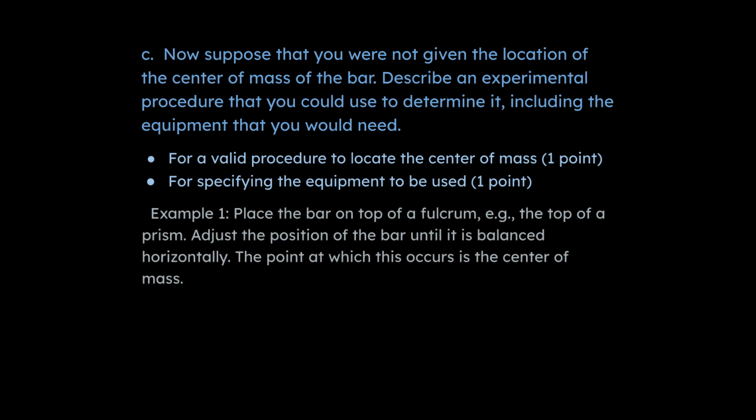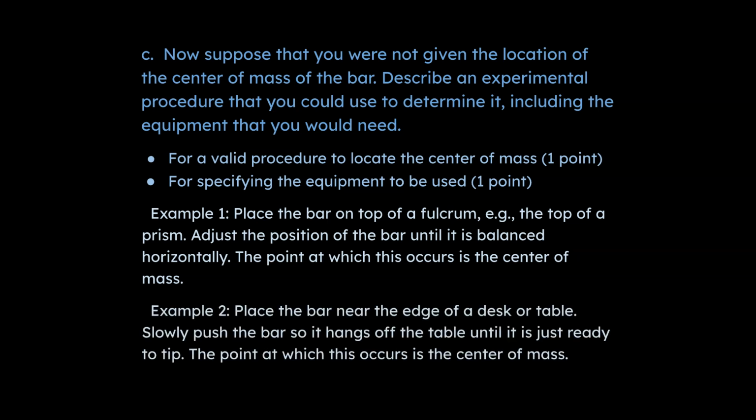So an example would be to place the bar on top of a fulcrum, like on top of a prism, and adjust the position of the bar until it's balanced horizontally. The point at which this occurs is the center of mass. Or another example is just to place the bar near the edge of a table or a desk, and then slowly push the bar so it hangs off the table until it's just ready to tip. That point is the center of mass. So it's important to think about these things ahead of time so you can quickly come up with experimental procedures that you could use for various things.